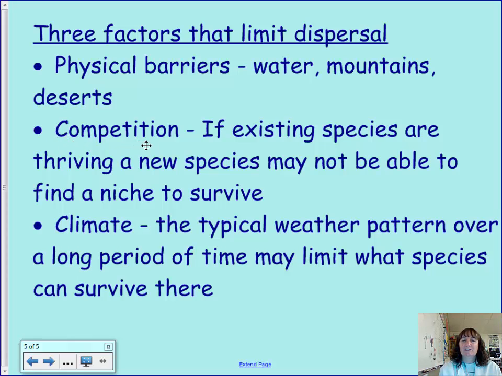If there's already an existing species that lives there and they're very successful, a new species that comes in may not be able to find a place to live. They may not be able to survive there because the existing species is so strong. And then there's climate. The typical weather pattern over a long period of time may limit what species can survive there. We see this happening right now.